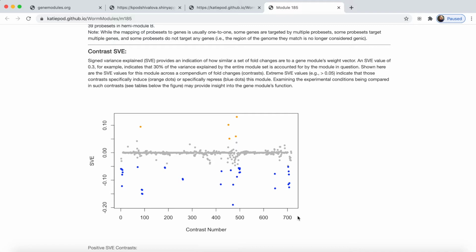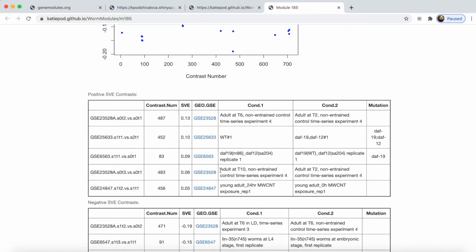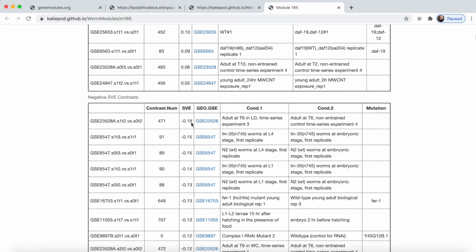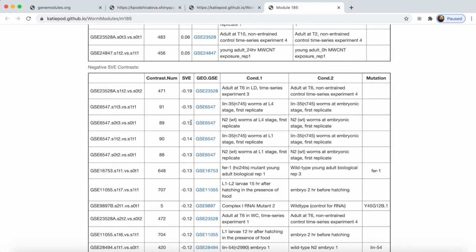Those in which this module explains more than 5% of total gene expression variance are colored in yellow and blue. The first table below shows ranked contrasts that give a positive SVE value, and the table below it shows ranked contrasts that give a negative SVE value. Remember that what you care about at this point is the absolute value of SVE. And the contrast that produces the highest absolute value of SVE for this module is this contrast here.